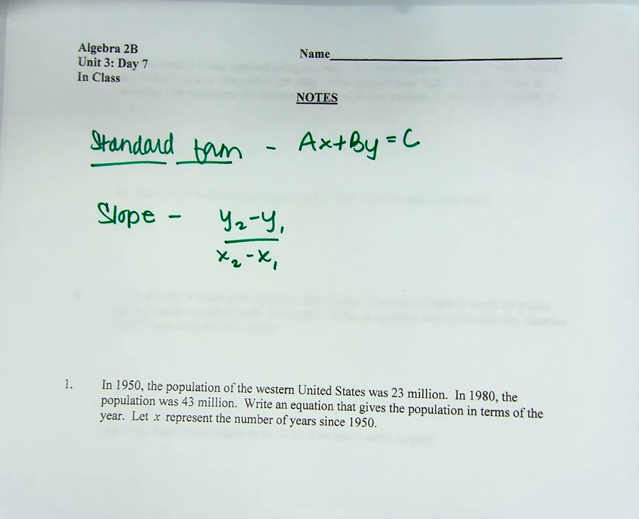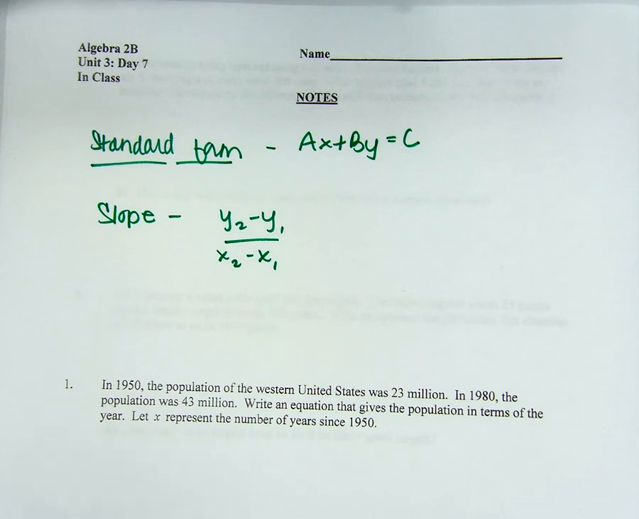The only two new things that I have for you guys on your notes today is we're going to be using standard form a little bit on our second page of notes, which is ax plus by equals c, and that's just when we have two different values for two different variables. And then we are also going to be solving for slope if it's not given to us, and that's when we're going to be using the change in y over the change in x. So that's y sub 2 minus y sub 1 over x sub 2 minus x sub 1.